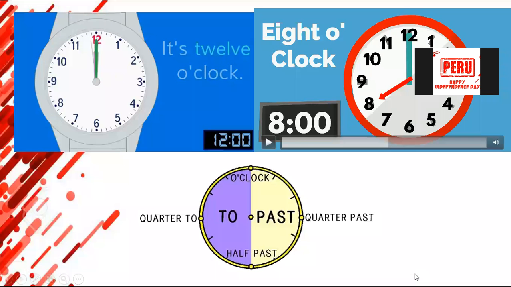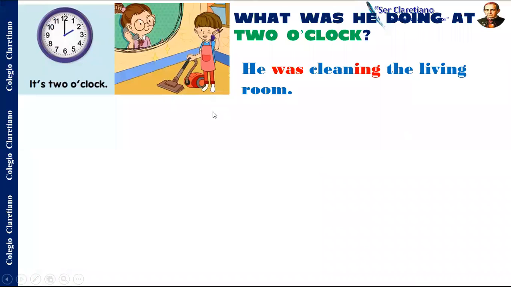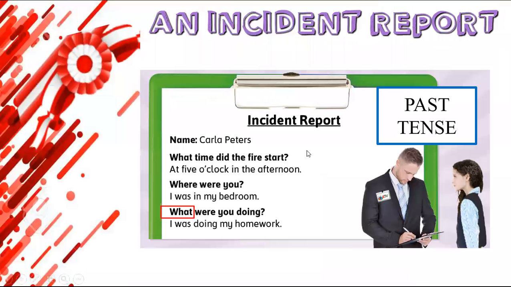Now listen. We practiced this, no? Past progressive. Remember, the action, ing: cleaning, surfing, texting. Remember that. Now, pay attention, please. We are going to write now our writing. The incident report. First, we need to decide what incident we are going to write about. In name, you complete your name.